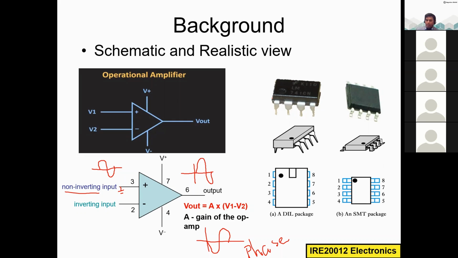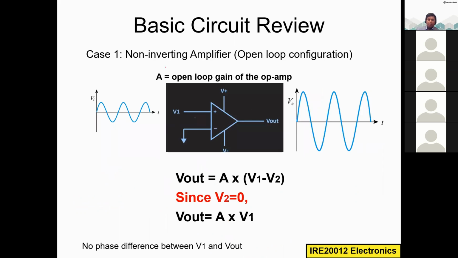And there are different versions of ICs, and each IC is optimized for a certain function. First we had seen the open loop configuration. Open loop means there is no feedback. Feedback means we are taking part of the output and feeding it back to the input. So here there is no feedback, so we call this an open loop configuration.